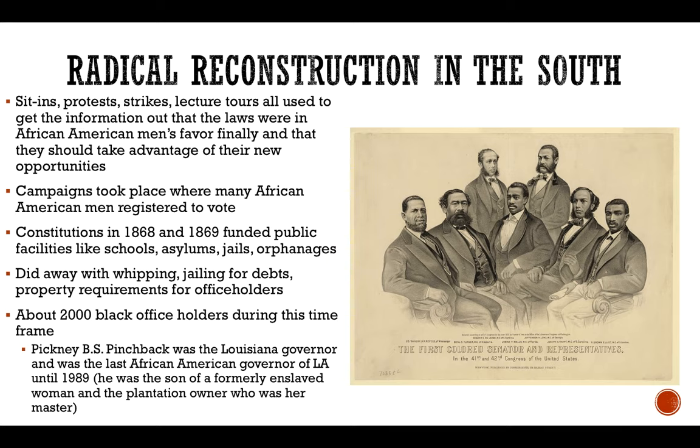There were about 2,000 Black office holders during Radical Reconstruction. So Pinckney B.S. Pinchback was the Louisiana governor and was the last African American governor of Louisiana until 1989. So they went over 100 years without having another African American governor. And he was the son of a formerly enslaved woman and the plantation owner who had been her master. So he was mixed race, Black and white, and had managed to gain the seat of governor during this time. But as we talked about before, this sort of availability to climb up in the ranks like that wasn't available in the century to come.